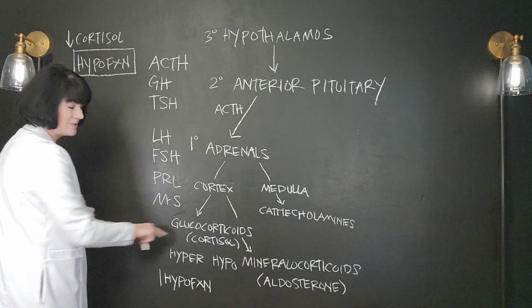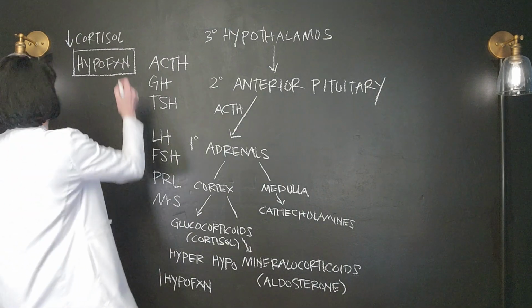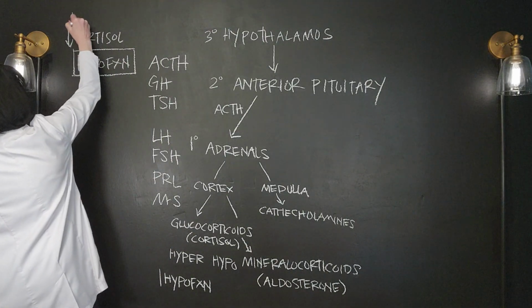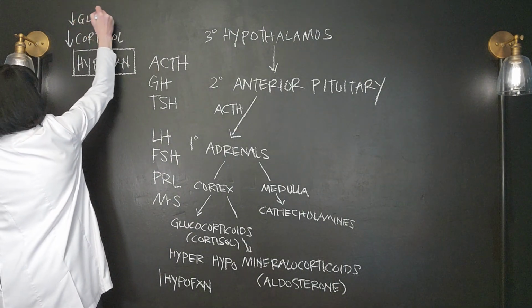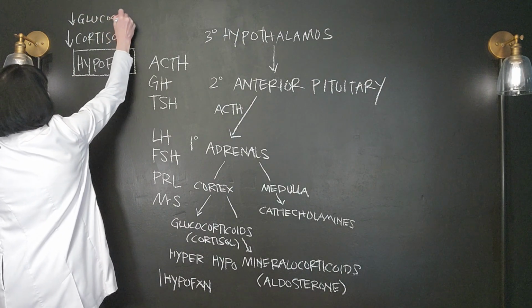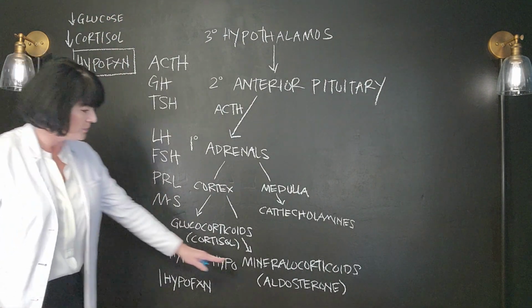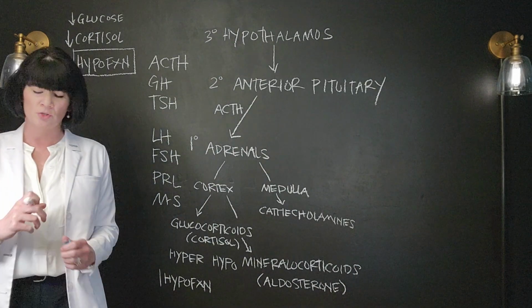And as we know here, that glucose portion is glucose. So guess what else is going to be decreased? Glucose. Glucose is also going to be decreased. Okay? But then we also have to look at our mineralocorticoids, because what does aldosterone do?